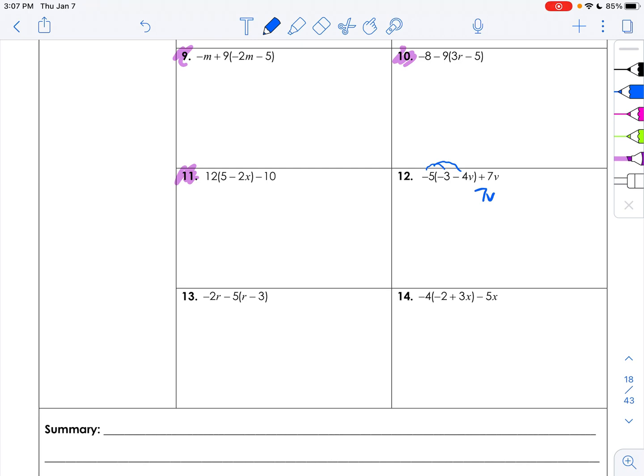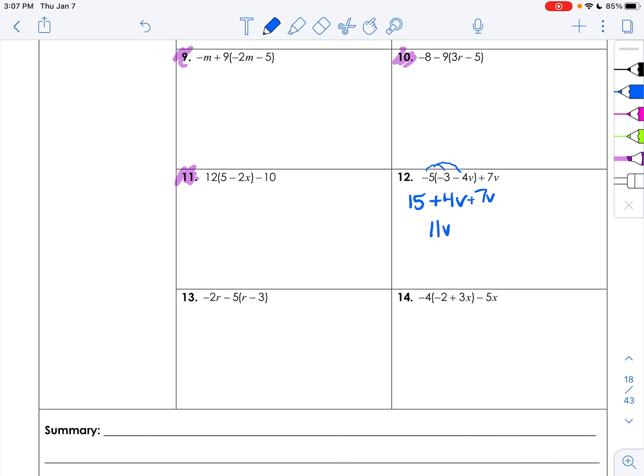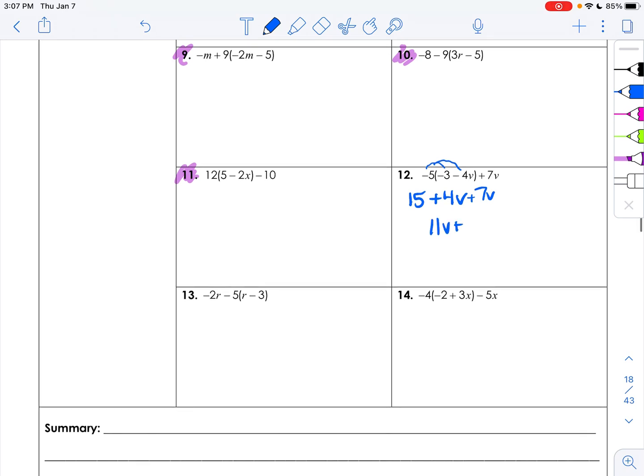Negative 5 times negative 3 is 15. And negative 5 times negative 4v is a positive 4v. And remember that 7 was positive, so we have a plus. From here, I can combine 4v plus 7v. That's 11v. There's nothing to combine my constant with, so plus 15.